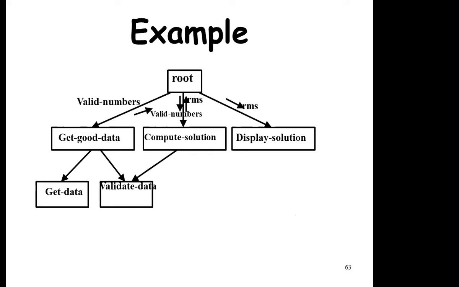So there is one more example of the structure chart. Just see, root is there. Then there is the module get root data, then compute the solution, then display the solution. And in get root data, there is further get data and validate data. Validate data is being invoked by two higher level modules. So two higher level modules can invoke the lower level modules, but the lower level modules cannot invoke the higher level modules, but they can pass the data. They can pass the data, but they cannot invoke.